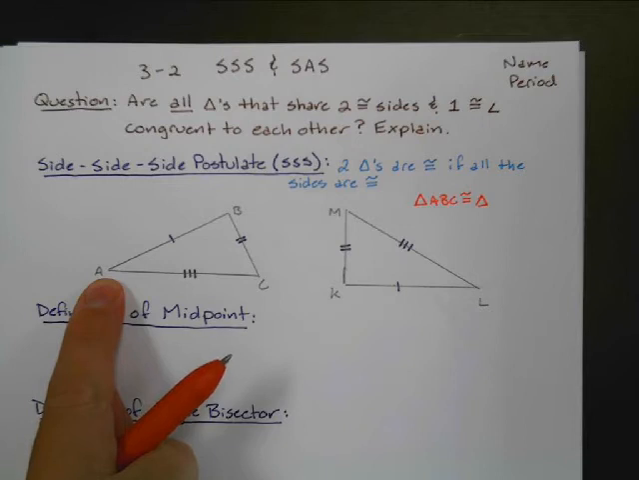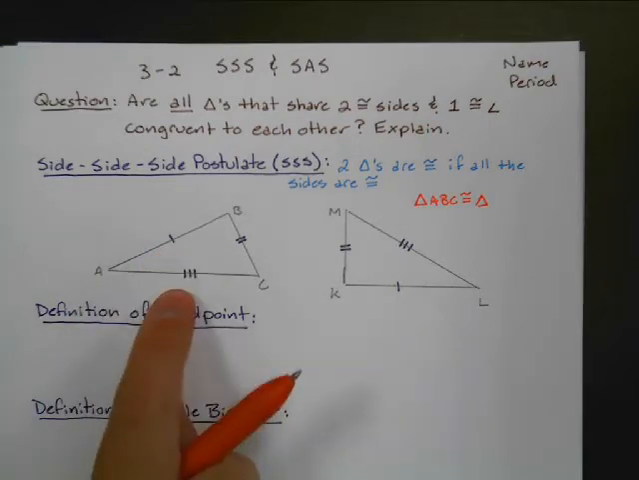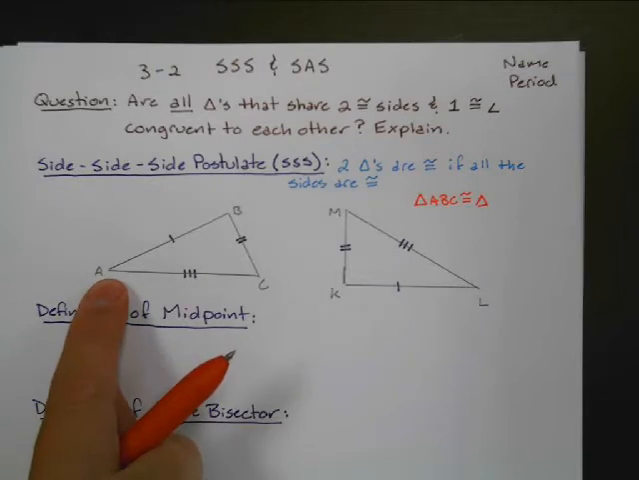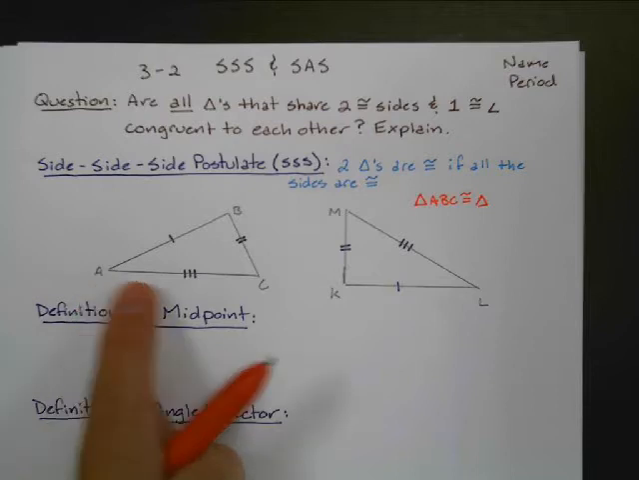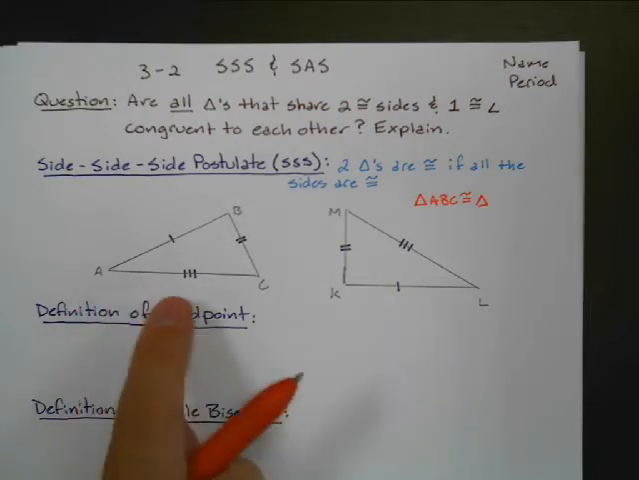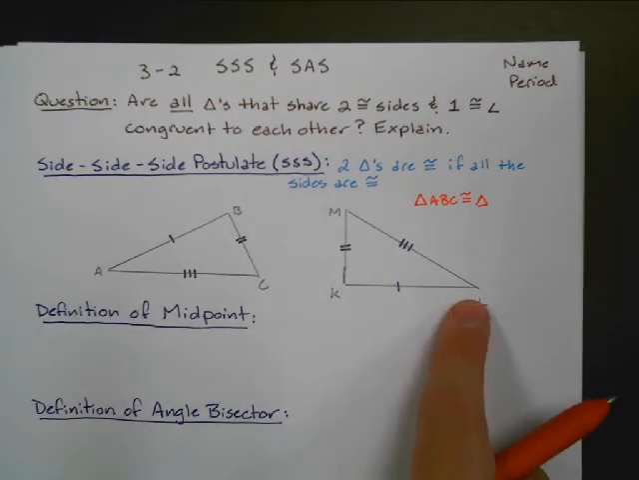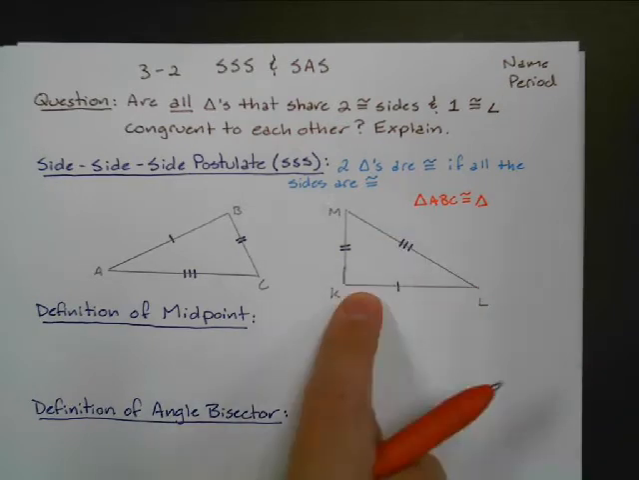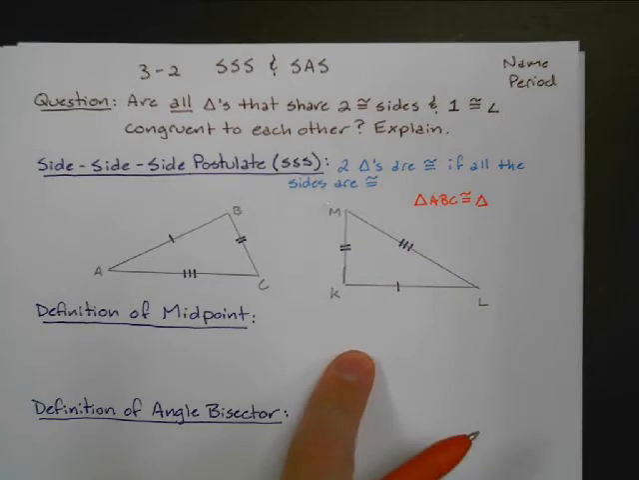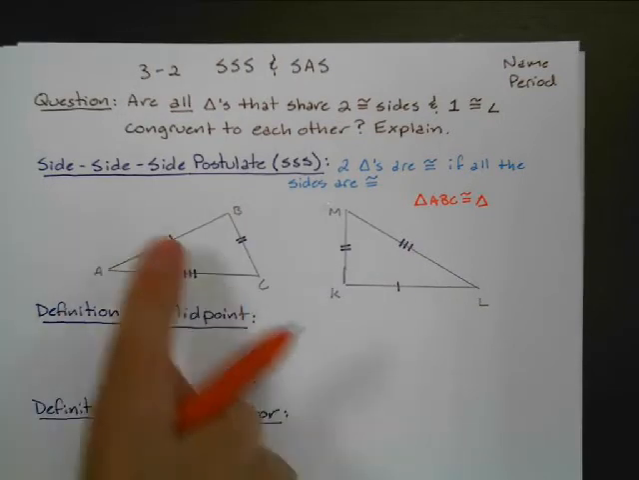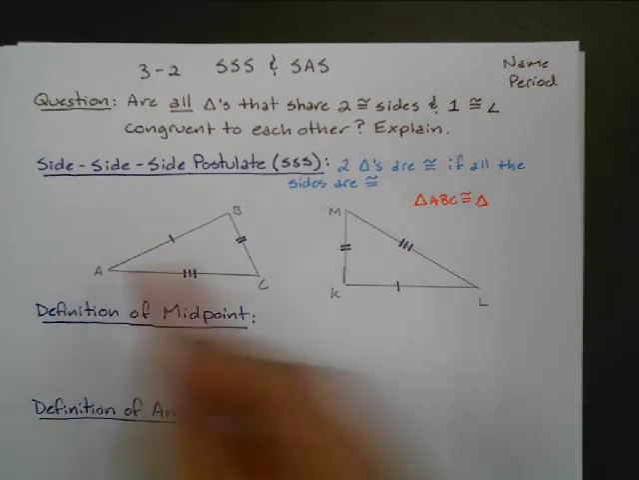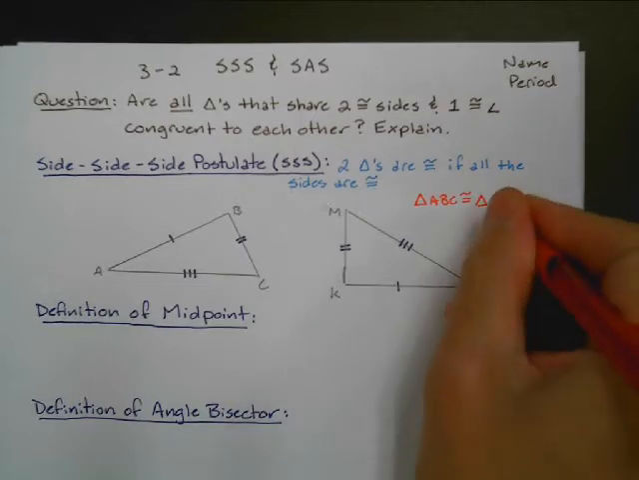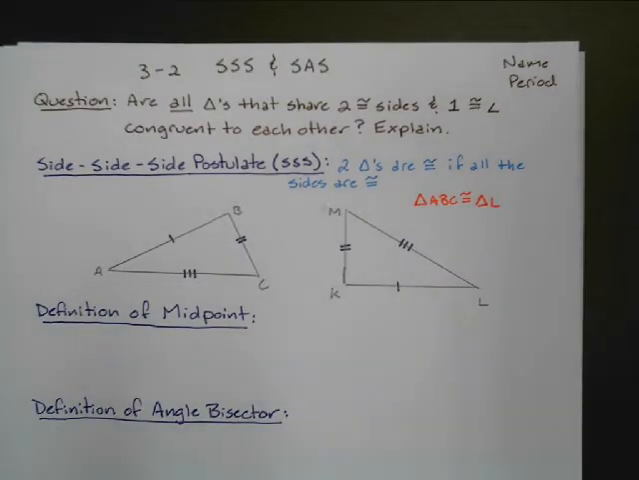I'm going to look at the two sides that A is in between. So 1 tick mark and 3 tick marks is the angle, or the sides that make up the angle A. So I'm going to look for the one that is made of 1 tick mark and 3 tick marks on this one. It looks like it's L. L is the angle that's made up of 1 tick mark and 3 tick marks, just like A is made of 1 and 3. So A has to correspond to L. So I'm going to write L as my first letter.